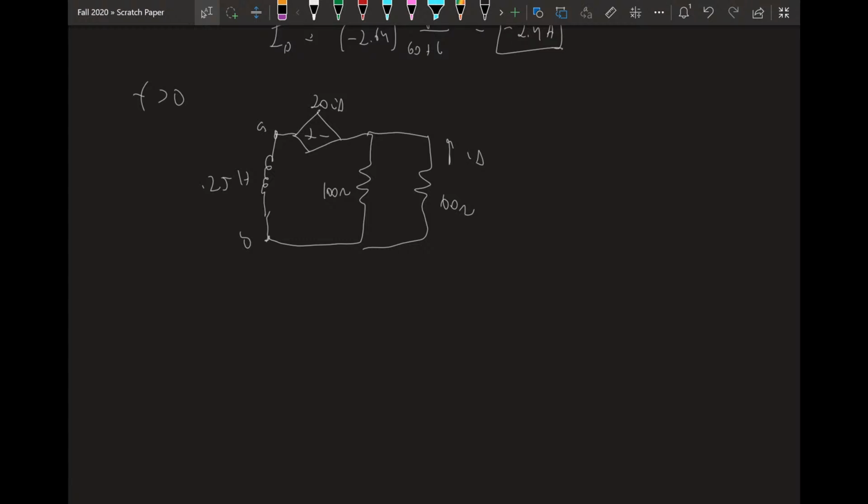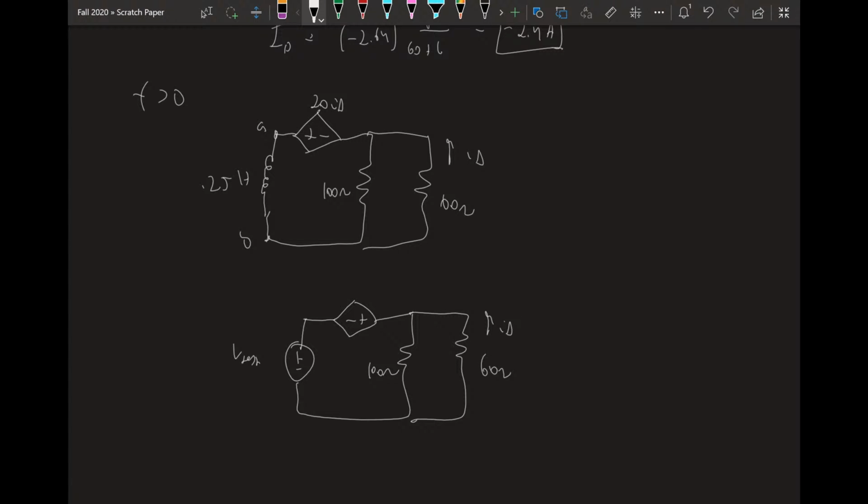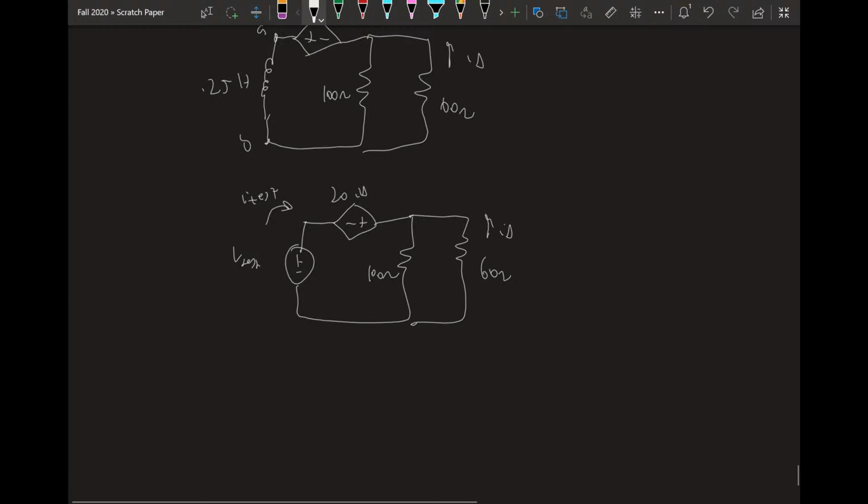Applying a test source at the terminals, I'm going to say I have some V test over here. I delta, 60 ohms, 100 ohms, 20 I delta, and then of course we have some I test going through here. Let's use node voltage to solve for this. I'm going to call this node X.